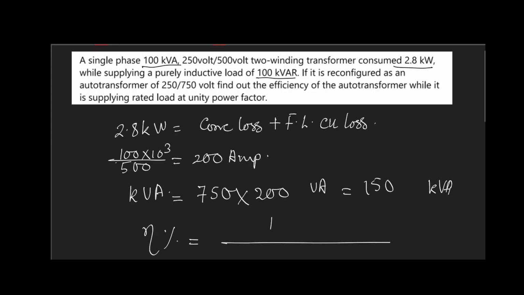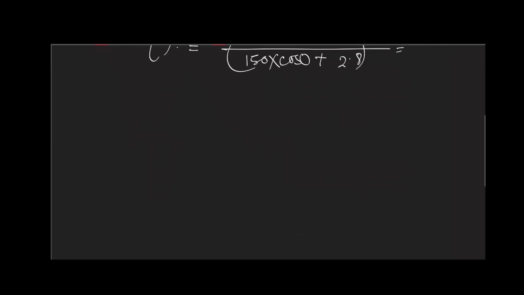It will be like unity power factor. So 150 into cos 0 divided by 150 into cos 0 plus 2.8, into 100%. So once you complete the calculation, you will get the efficiency of the transformer in this condition, right?